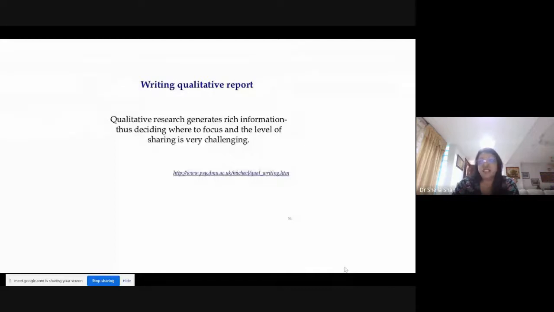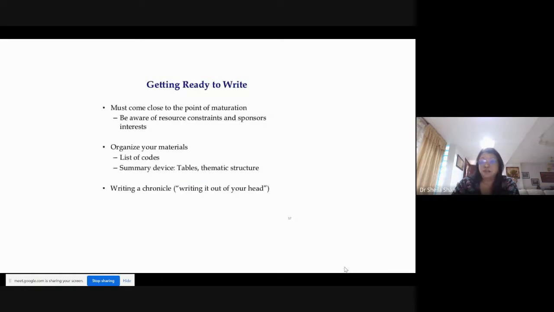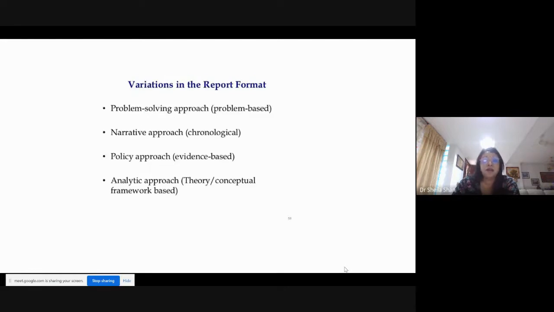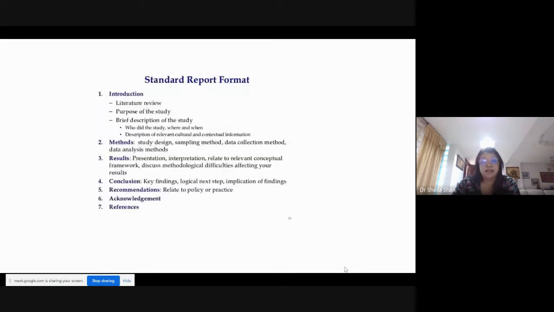Qualitative research generates rich information. This one you cannot deny. It's very rich, informative, and you need to focus. You need to find what you want to find. And it's very challenging. After that, the best part is writing, writing out your research. You must choose the correct format, and you must focus at where you want to focus. Your writing report also can be problem based, can be chronological, can be evidence based, can be analytical approach.